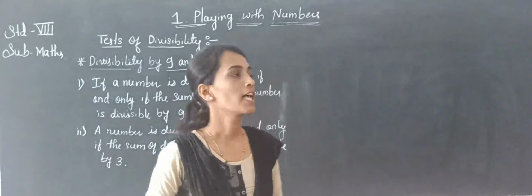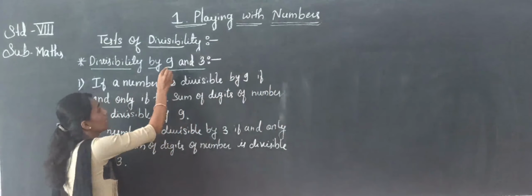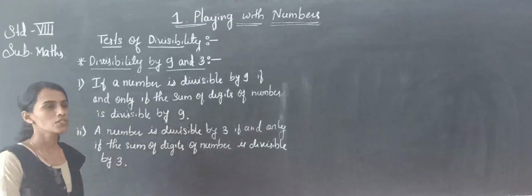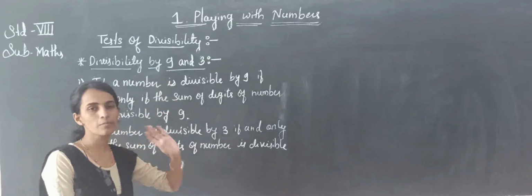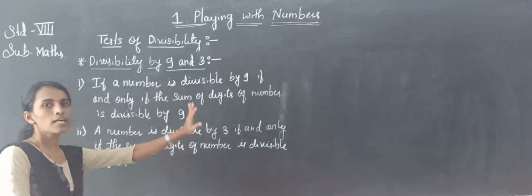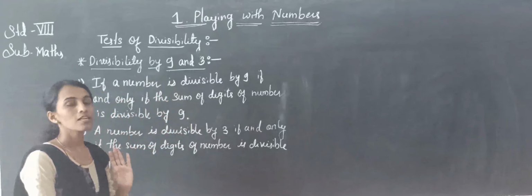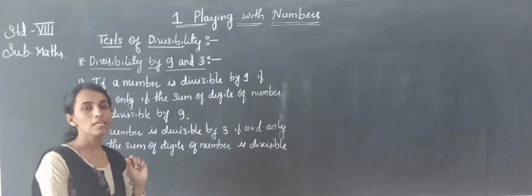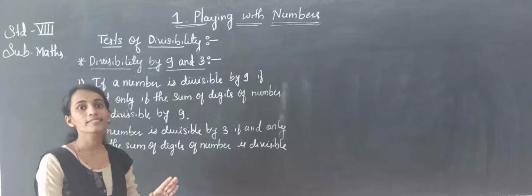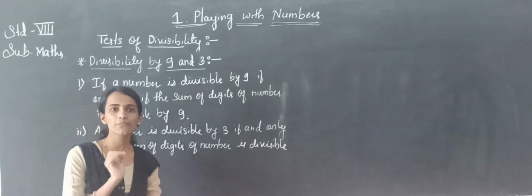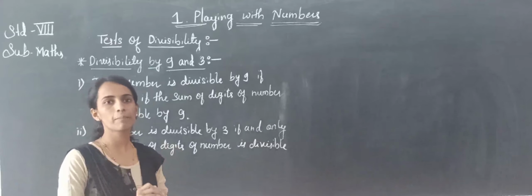Okay dear students, next is the divisibility rule of 9 and 3. So what is the divisibility rule of 9? Which number will be divisible by 9? A number is divisible by 9 if and only if the sum of the digits of the given number is divisible by 9.